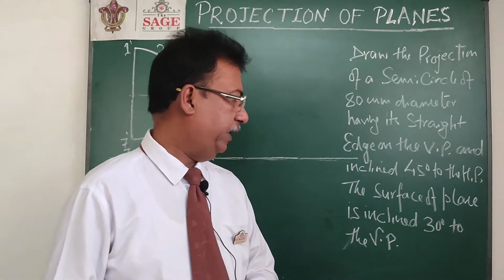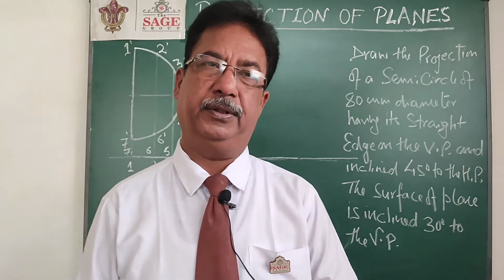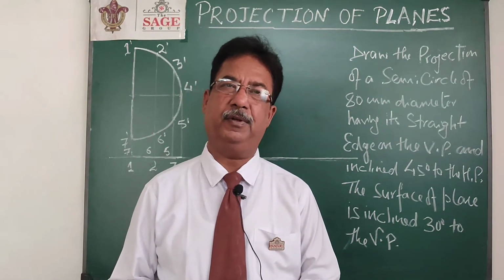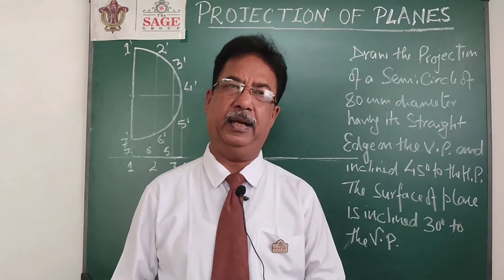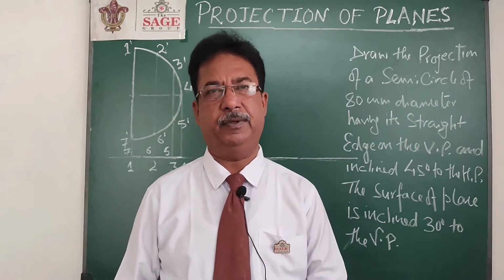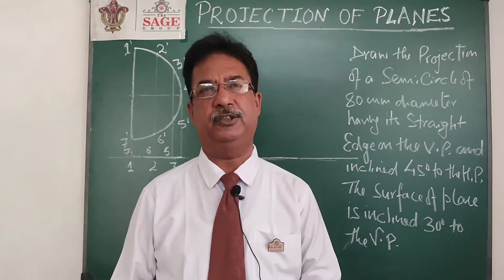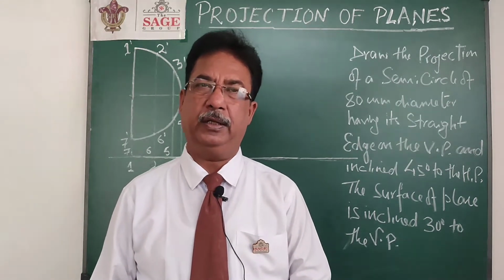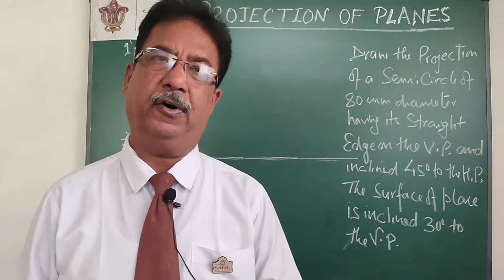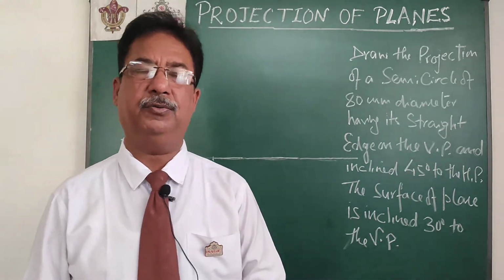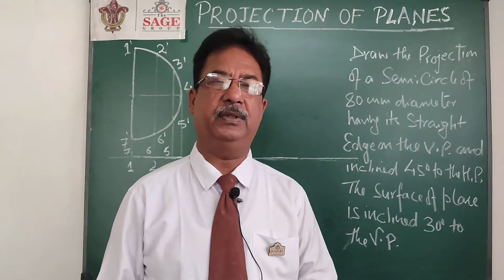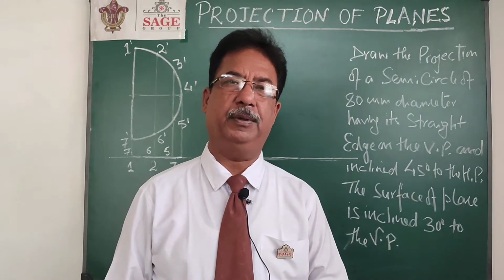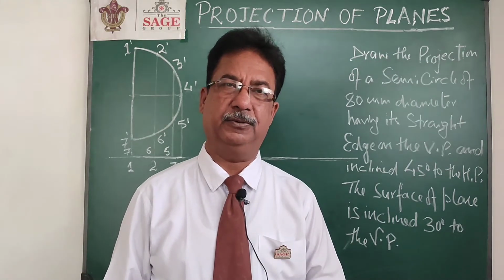The surface of the plane is inclined 30 degree to the VP. So again this will be a problem when the surface of the plane will be inclined to the vertical plane and one of the parts of the plane will be on the VP and inclined to HP by some angle. As we already remember, whenever we want to make the surface inclined to VP, we will suppose that the surface of the plane will be parallel to the VP in the first stage.